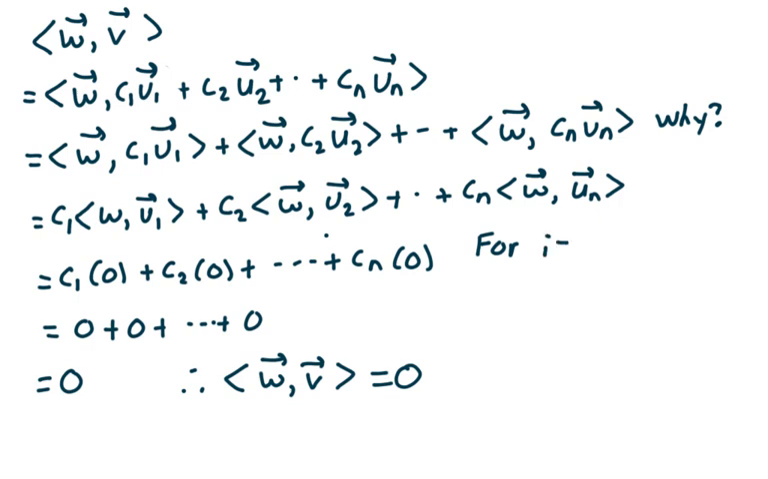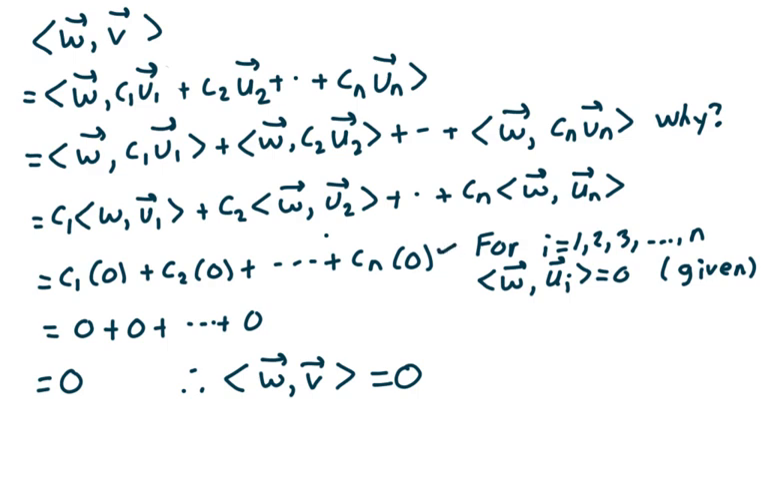Because remember, for i equal 1, 2, 3, all the way through n, the inner product of W and u sub i is 0. It's given. Okay, that's where I'm getting this. But this is equal to 0 plus 0 plus ... plus 0. But that's 0. And that tells me W is orthogonal to V. In other words, if I take the inner product of W and V, I get 0.